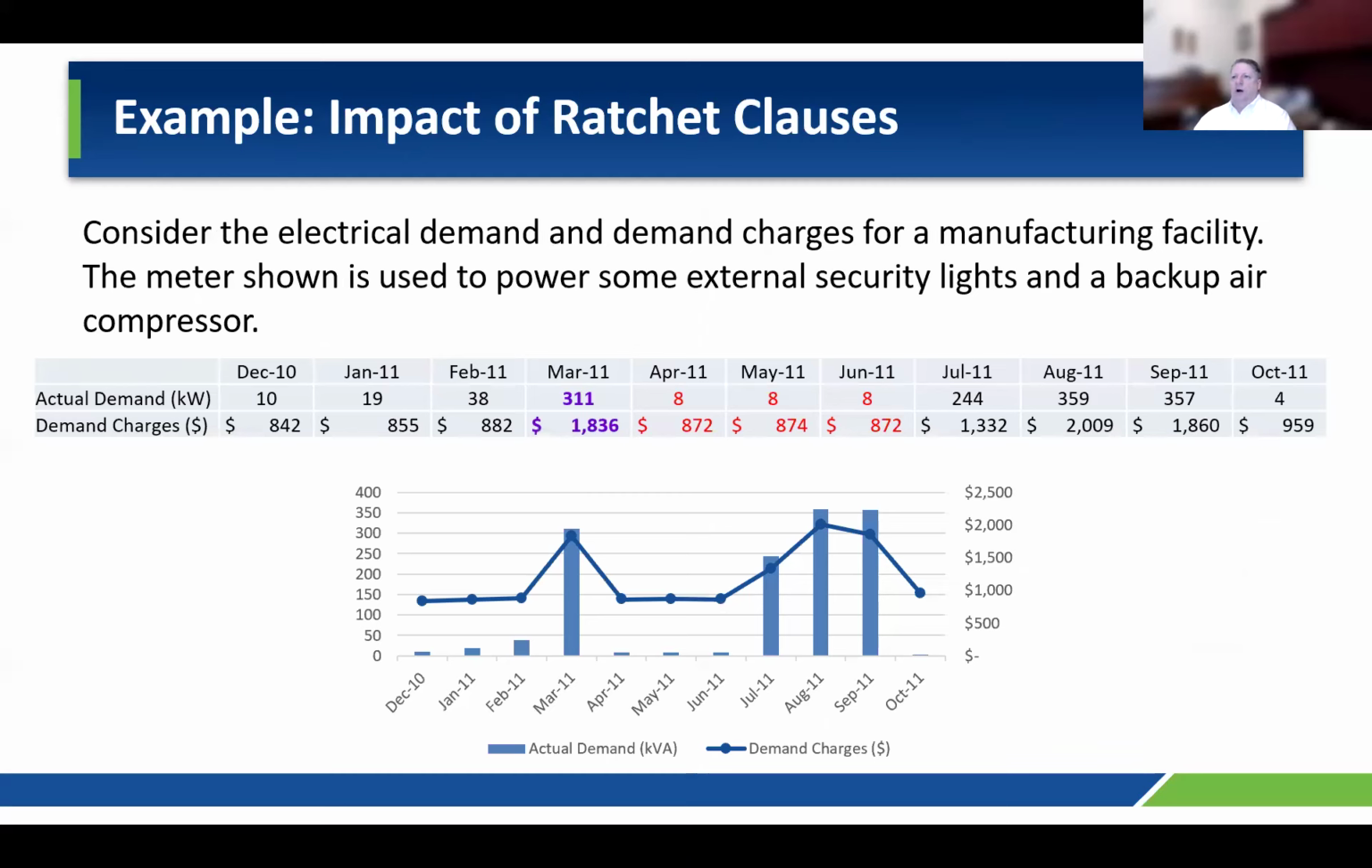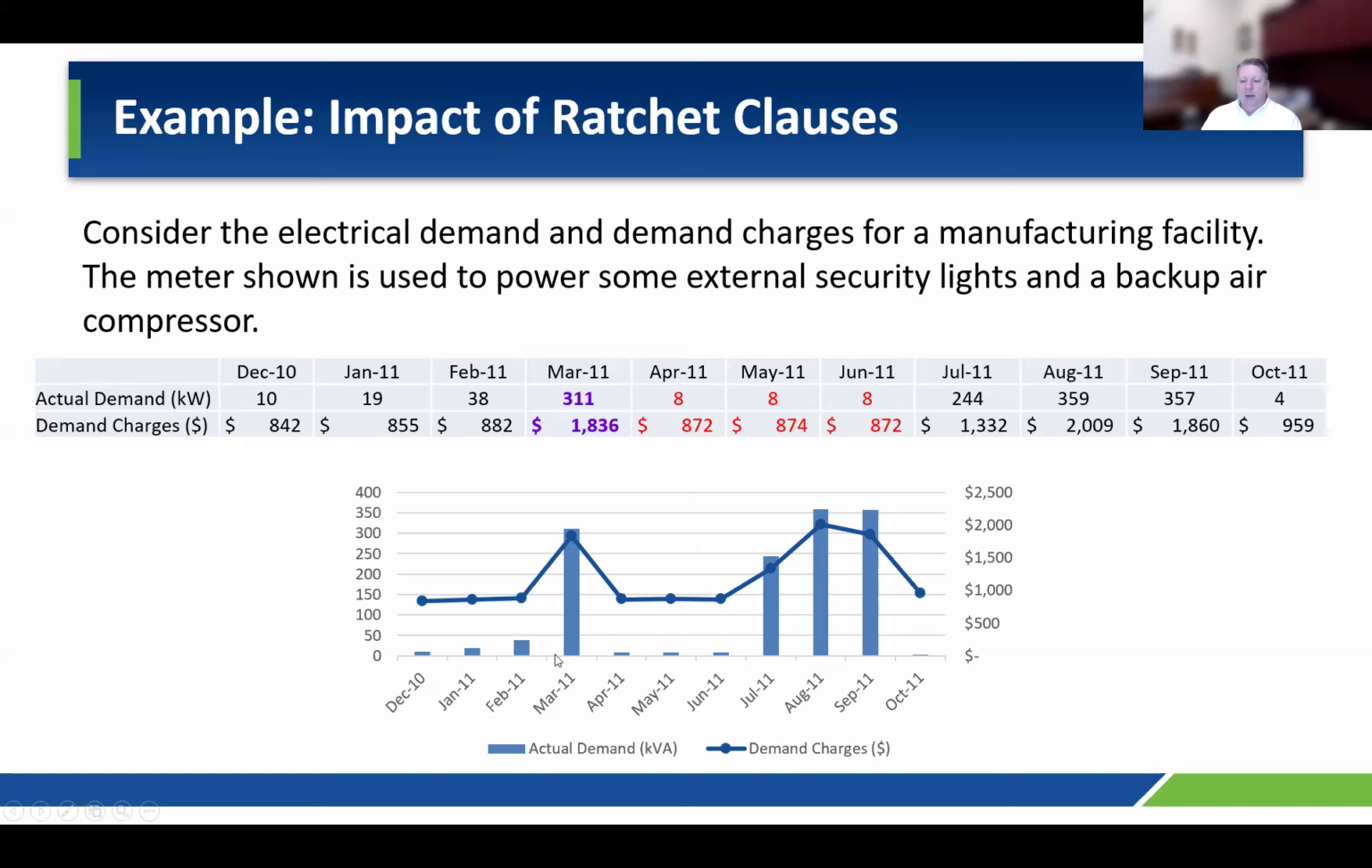Ratchet clauses are also something to be aware of. This is an example of an electrical meter where there was a separate electrical meter simply for some external security lights and a backup air compressor. And what you clearly can see is in the months where they went and tested or used their backup air compressor, their demand was quite high. It was around 300 or 350 kilowatts.